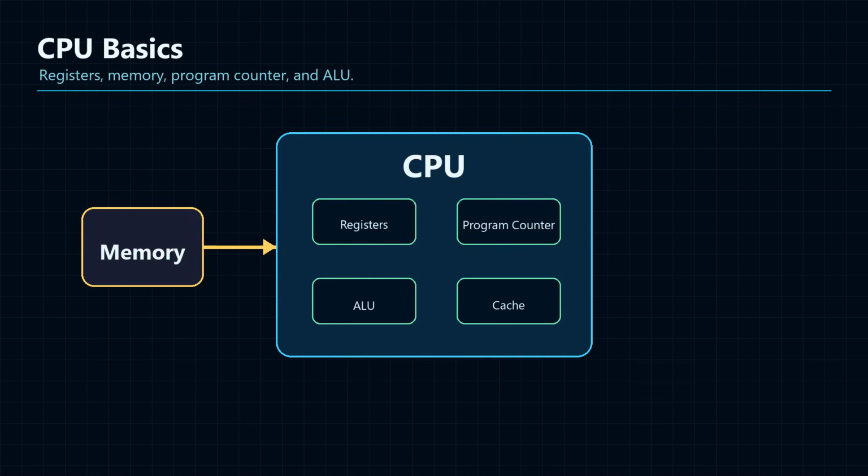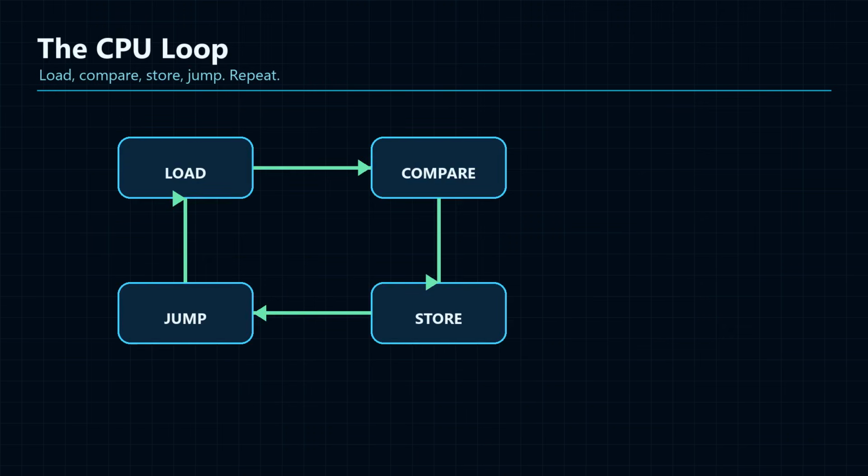At the bottom, the CPU is simple but extremely fast. It moves data between memory and registers. A program counter decides the next instruction. The arithmetic logic unit performs calculations. Over and over, the CPU loads data, compares values, stores results, and jumps to the next instruction. JavaScript feels high-level, but the machine is always doing these tiny steps.